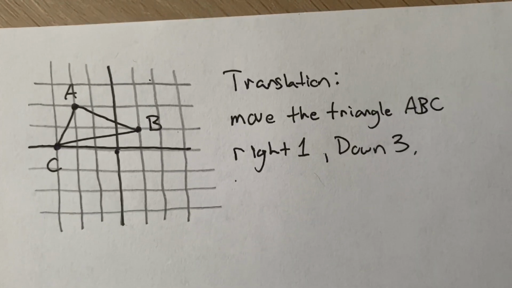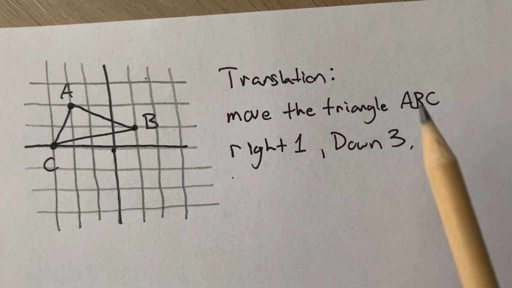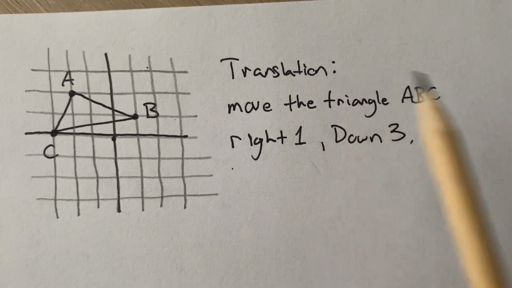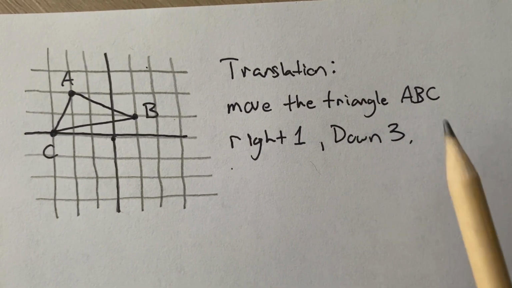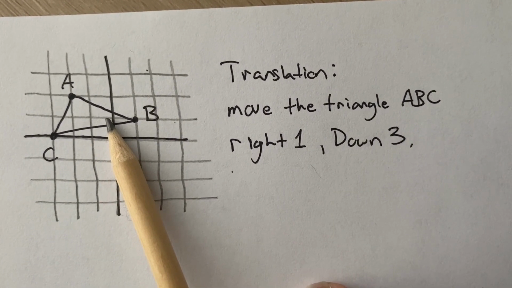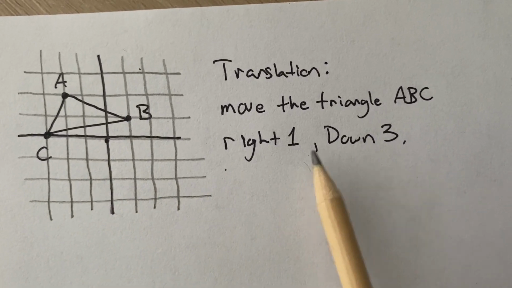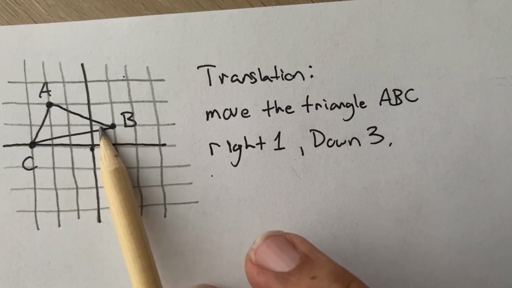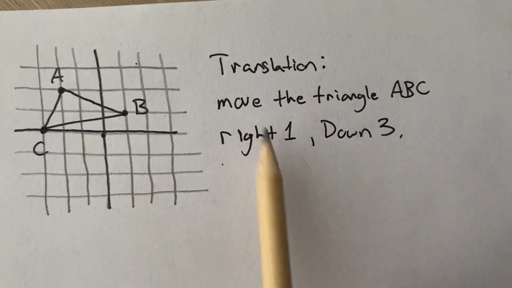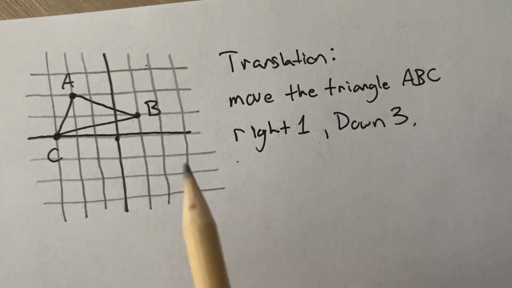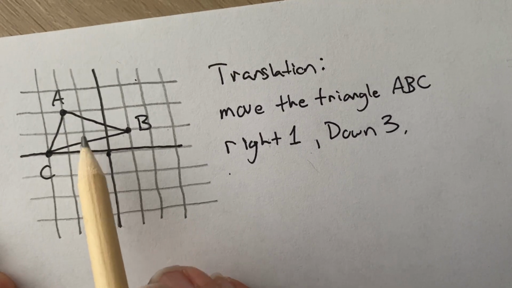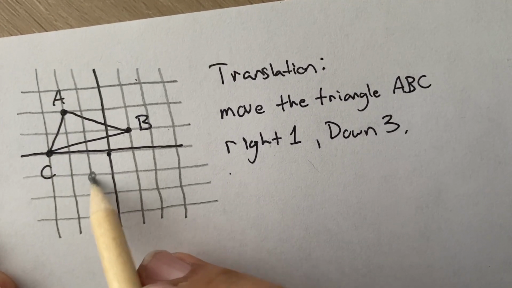All right, now let's go over this here. So now, we're going to be doing a translation. A translation is very similar to a copy and paste, or when you drag and drop something into a different location. Now, we're going to be moving this shape, the whole shape, 1 to the right and 3 down. Now, the way that you do this is you grab every single vertex or every single dot in the shape and move them exactly this much. So, I'm going to start with A. And we're going to move this 1 to the right and 3 down, leaving it right there.